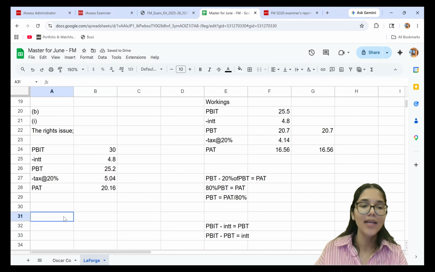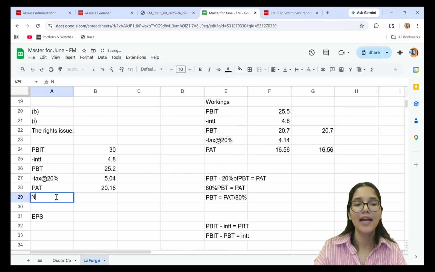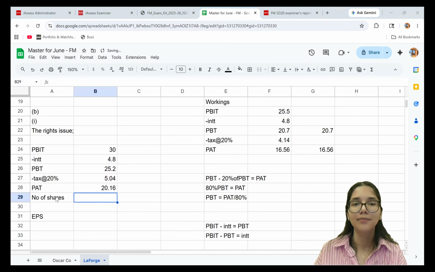Now guys, the EPS figure has been asked from me. So to calculate the EPS, what's the formula that we use, guys? What's the formula to calculate EPS, earning per share? PAT divided by number of shares. So guys, if the company is going ahead with the rights issue, how many number of shares will be there with the company?